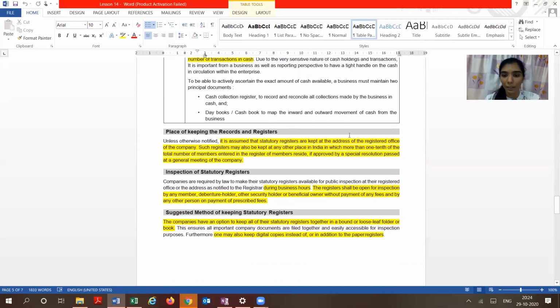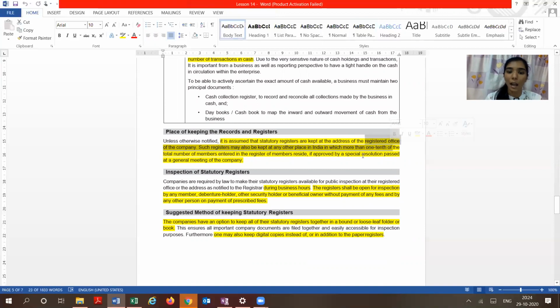Coming back to the statutory registers, where do you maintain the statutory registers? Mostly they are maintained at the registered office of the company. However, they may be maintained at any other place in India, provided that the members, the shareholders of a company, have approved it. How many shareholders? At least 1/10 of the total number of shareholders have approved it by way of a special resolution, right?